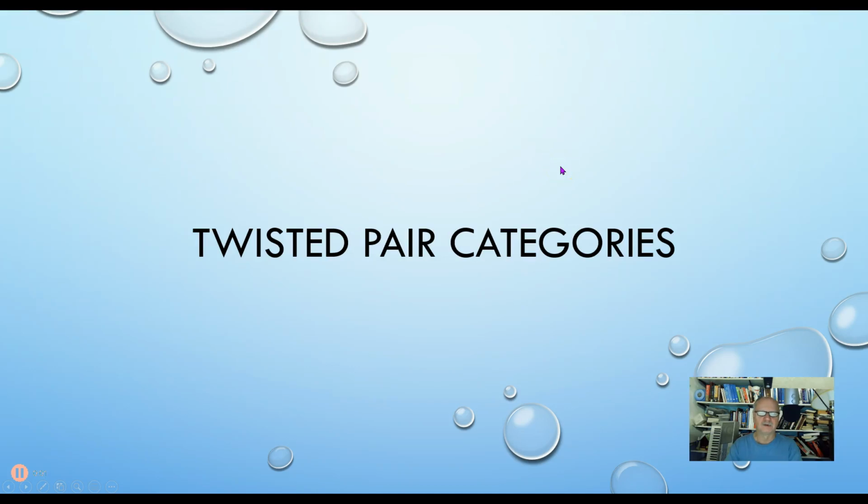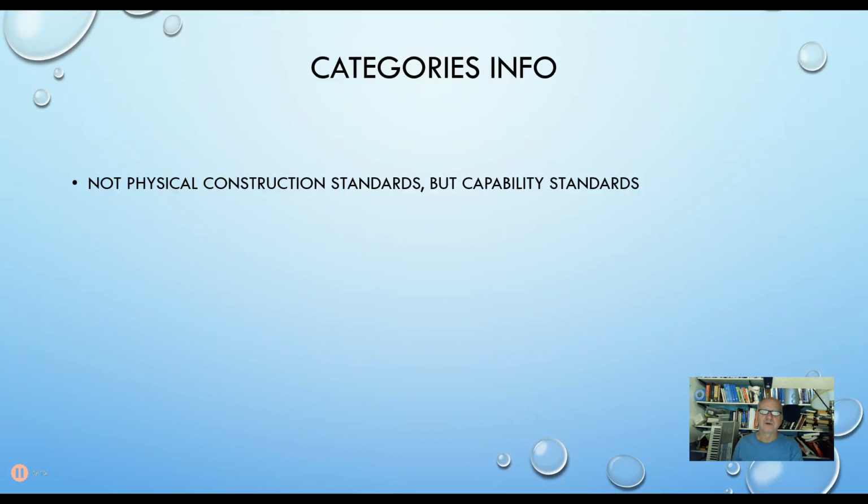Well, you might have thought we said everything we wanted to say about twisted pair cables, but no. Let's talk about those categories. You've heard of Cat 5, Cat 6, and so on. Let's talk about those a little bit. First thing to notice is that the category has nothing to do with the physical construction of the cable.